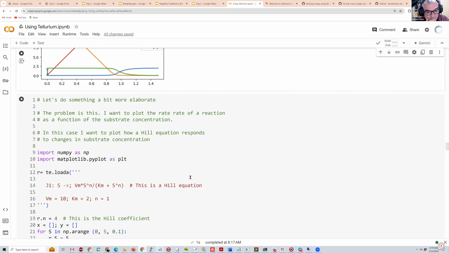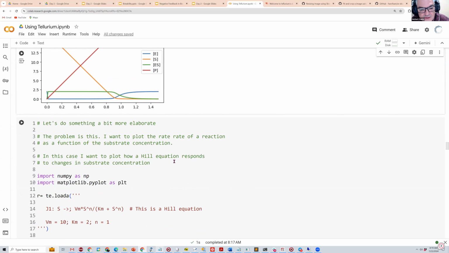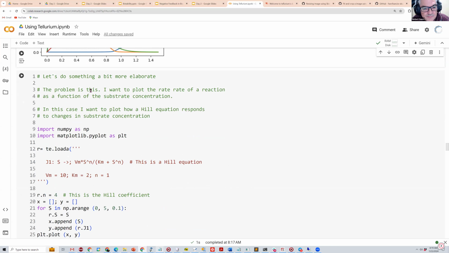Okay, so let's do something very different with Tellurium. Okay, so the problem is this: I have a rate law. This is it down here, right? It looks like a more complicated one. In fact, it's a Hill equation. So there's a Vmax, maximal rate, times the substrate to the power of some number n, divided by some Km, some kind of constant, plus s to the power of n. So this is a Hill equation.